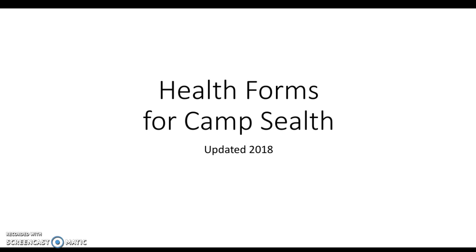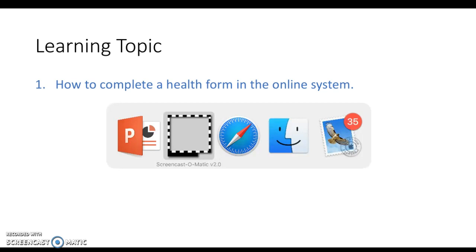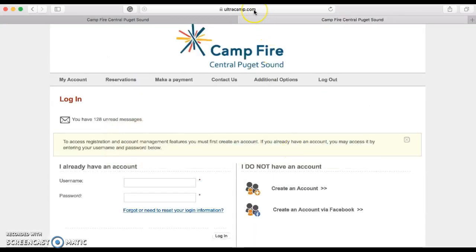Whether you're a camper, a CIT, an intern, a volunteer, or even an employee, you need to complete a health form. This short video will go over how to complete a health form in the online system. Let's get started. First, log in to ultracamp.com by putting your username, your password, and go ahead and click Login.